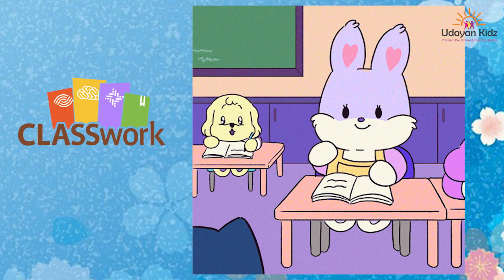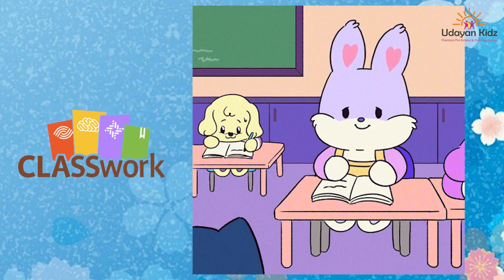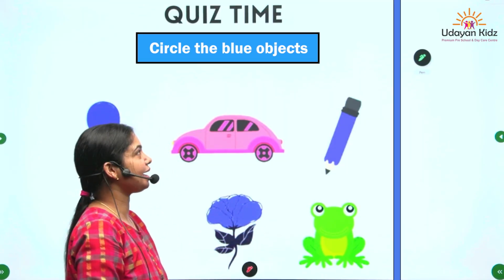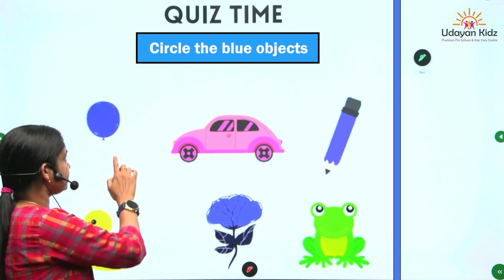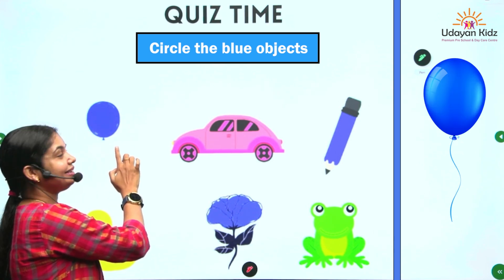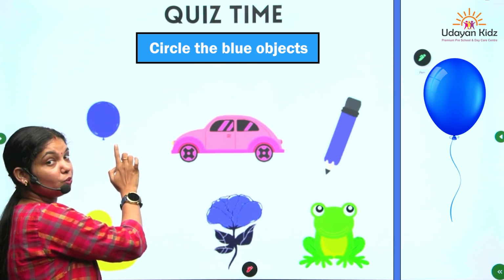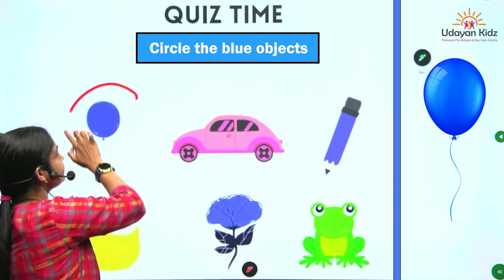Now it is classwork time. Let's solve the question. Now it's quiz time. Circle the blue objects. Okay? Is this blue color? Yes, this is a balloon. Blue color balloon.